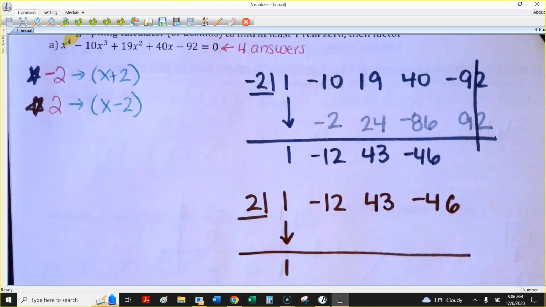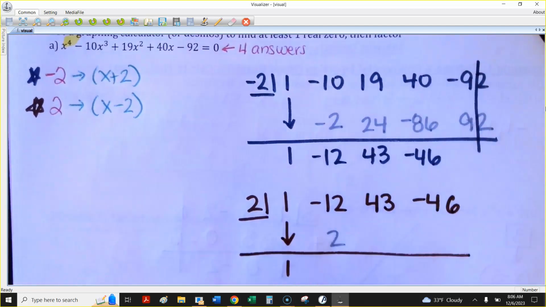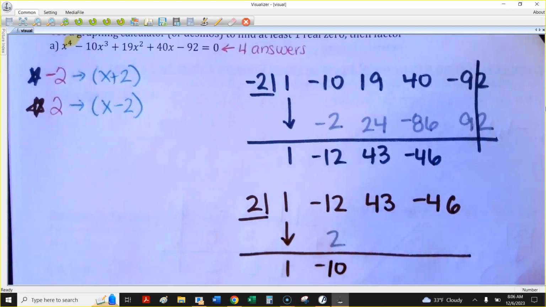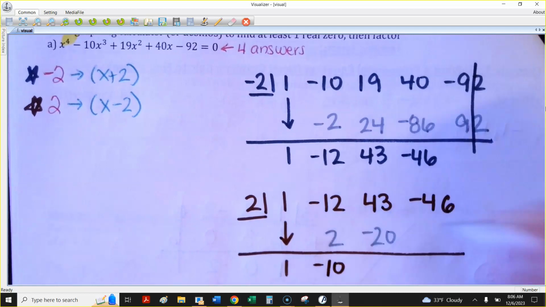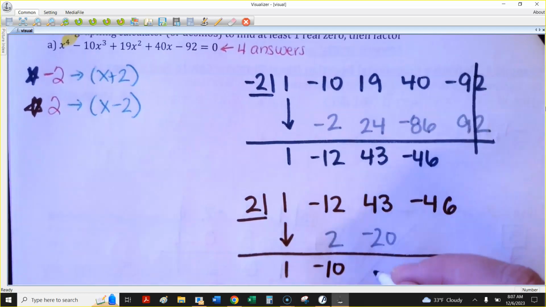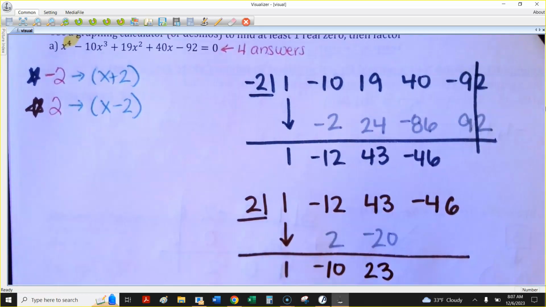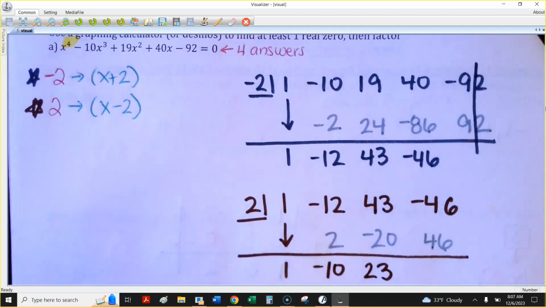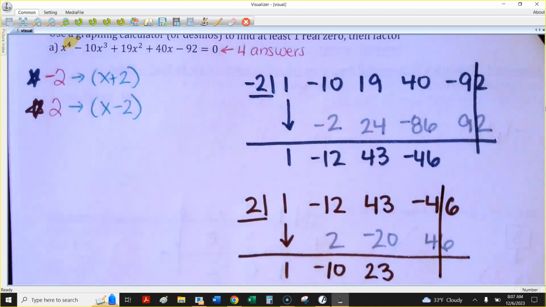So 2 times 1 is 2. I'm going to add that to negative 12, so that's going to give me negative 10. 2 times negative 10 would be negative 20. I'm going to add that to 43, so that's going to give me 23. And I know I did this correctly because 2 times 23 is 46, and then we don't have a remainder, which we should not have because both of those should divide into that polynomial. So you're just breaking it down twice.